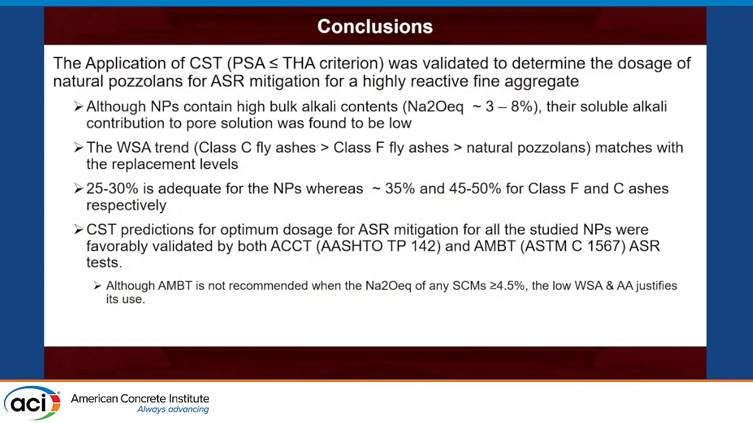So the conclusion here is, the application of the CST was validated to determine the dosage of the natural pozzolan for ASR mitigation for highly reactive fine aggregate.